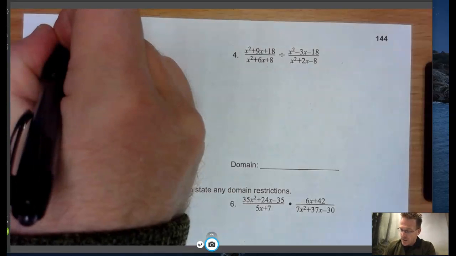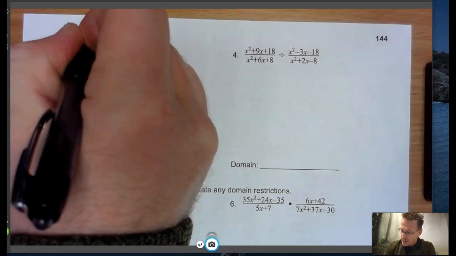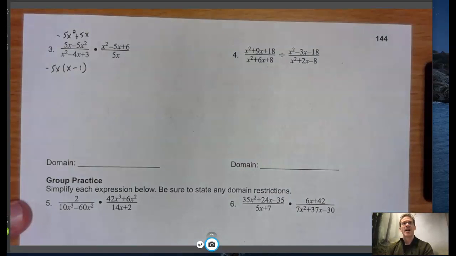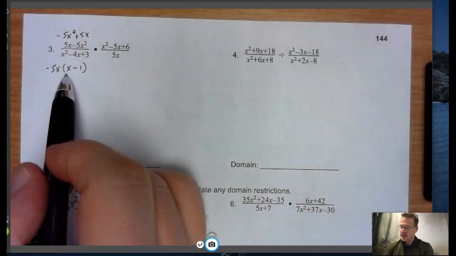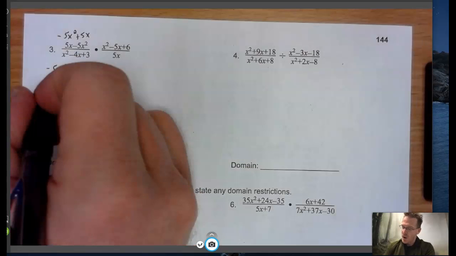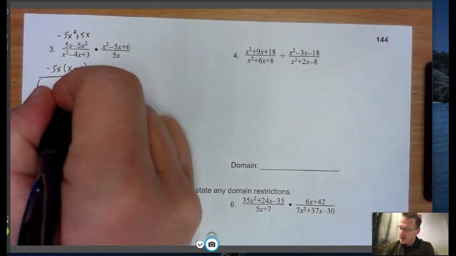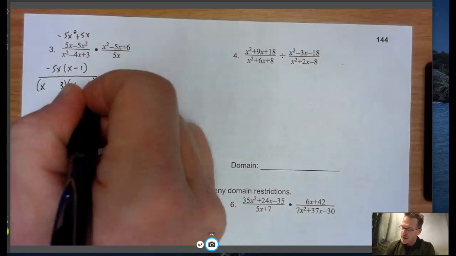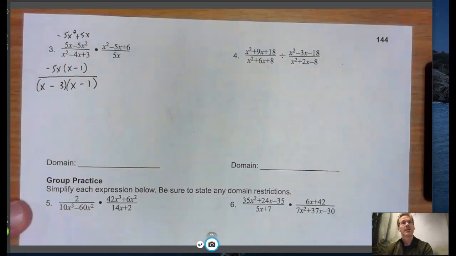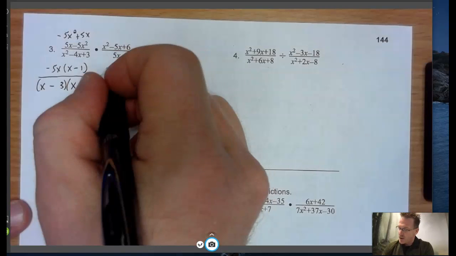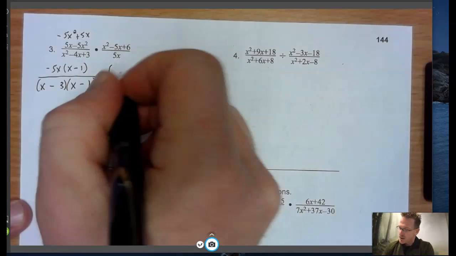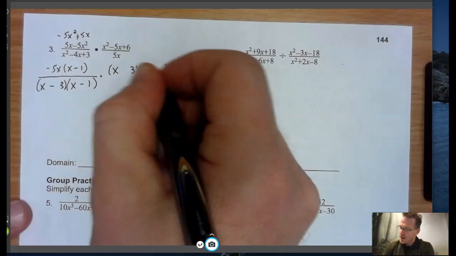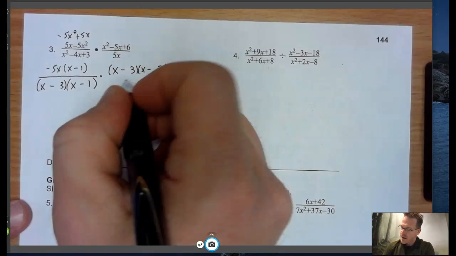So I'm just going to rewrite this like that, just to make sure everything lines up, because we typically want it to be in descending order with our powers of x. So then I would factor out a negative 5x, and that would leave me x minus 1. In my denominator, factor this guy. This is going to factor into x and x, 3 and 1, and they're both going to be negative. Then times, in my numerator here, when I factor that, it's going to factor into x and x, 3 and 2, negative and a negative.